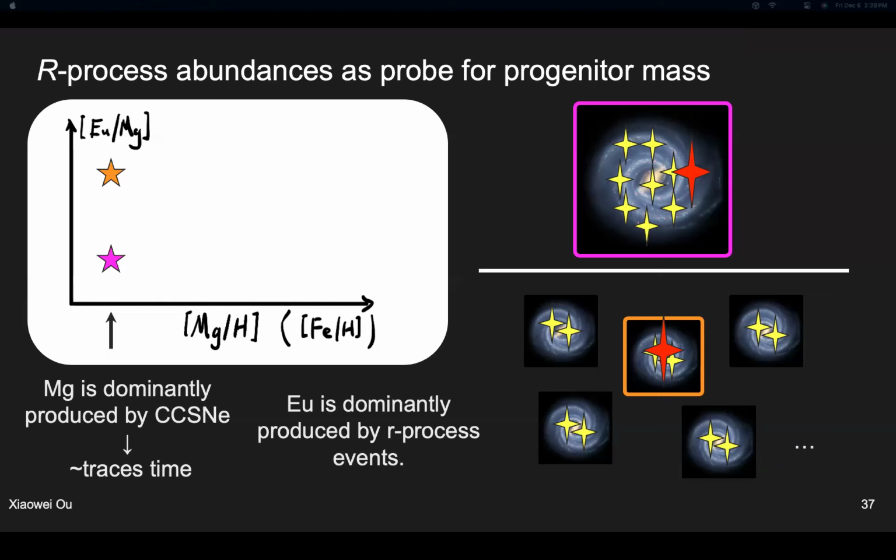But for the lower mass group of galaxies, only a few of them, so here I'm showing one of them, there are a lot of other ones, but only a few of them will get a neutron star merger. So on average, for every neutron star merger, there will be fewer corresponding core collapse supernovae to dilute the gas and mix everything together. As a result, you get a much higher europium over magnesium in case 2 relative to case 1.